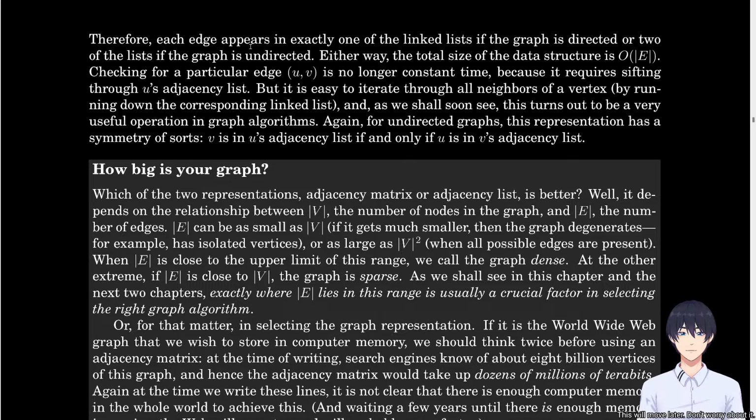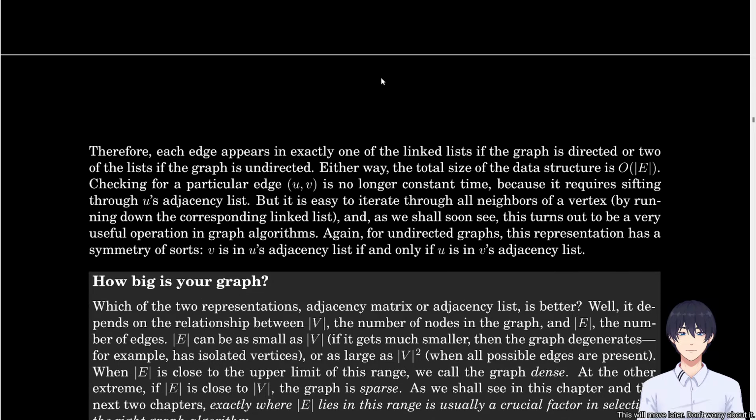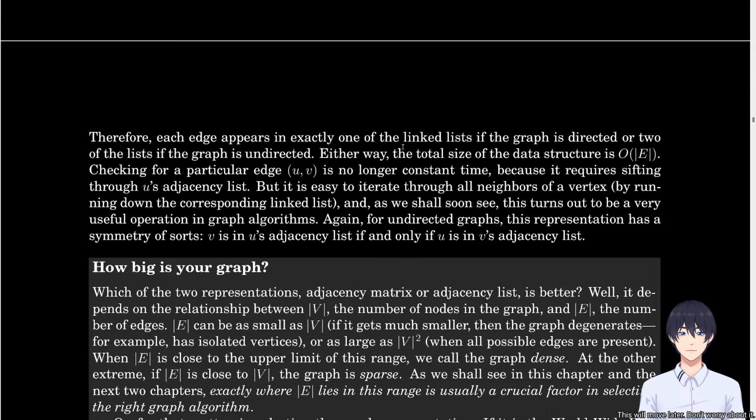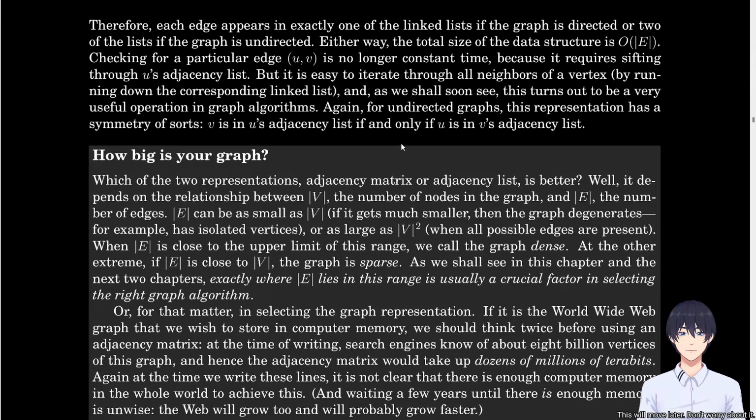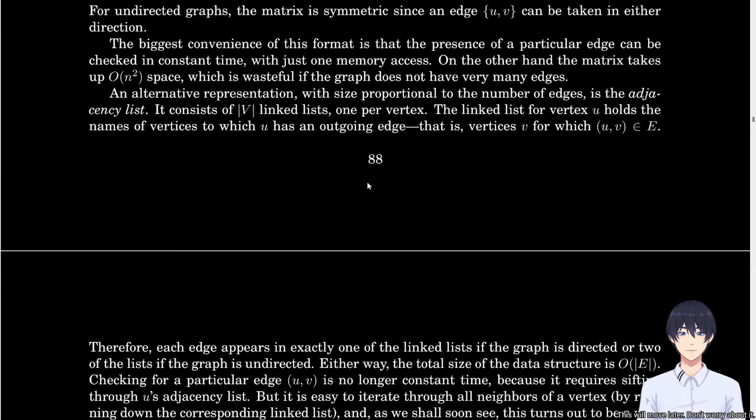Therefore, each edge appears in exactly one of the linked lists if the graph is directed, or two of the lists if the graph is undirected. Linked lists? Why linked lists in particular? And not just lists, or bidirectional, or just arrays of some sort? I don't know. Maybe I should think about this.